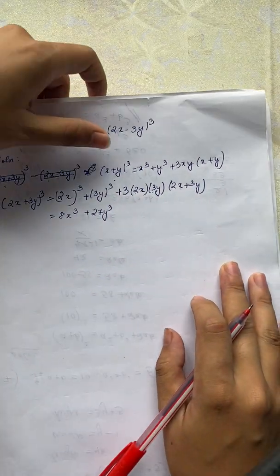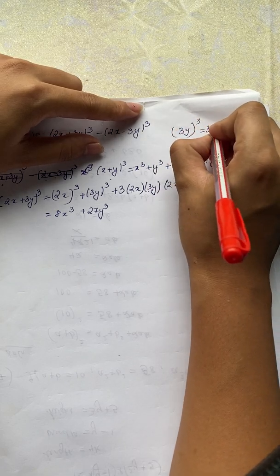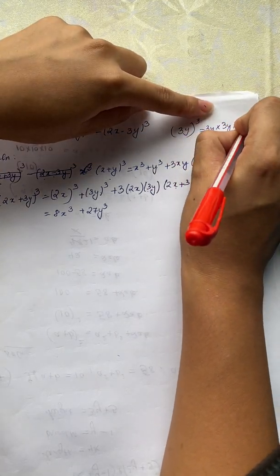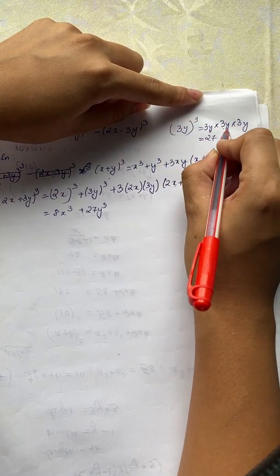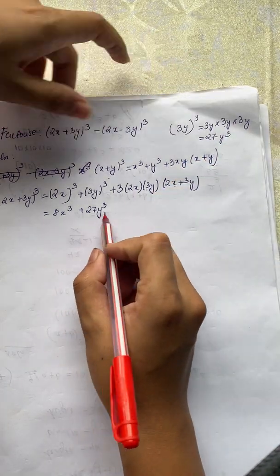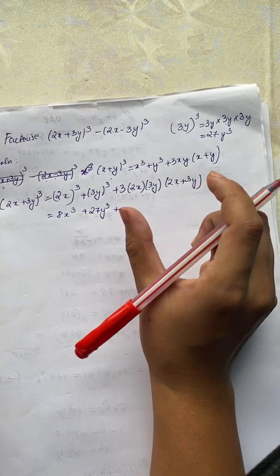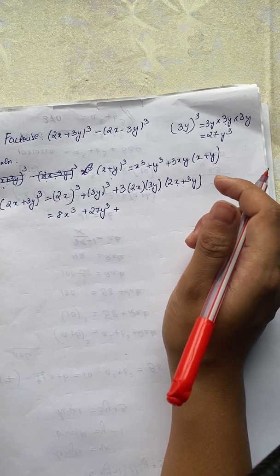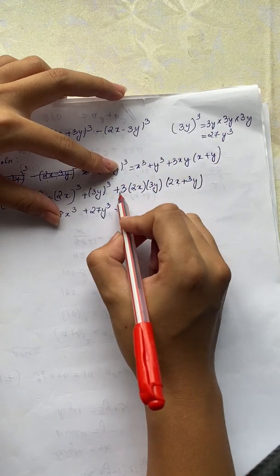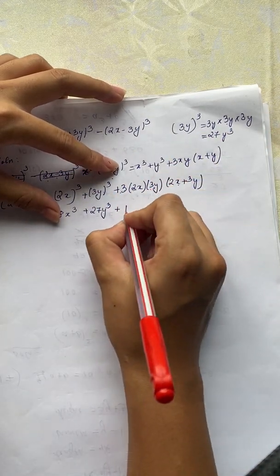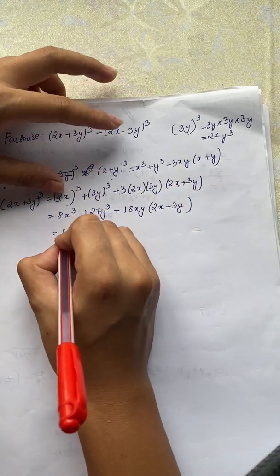Don't get confused with this. These are all basic things. See, (3y) cube means 3y into 3y into 3y, right? Now 3 into 3, 9, 9 into 3, 27, y into y into y, y cube. That is how I get 27y cube. Plus, you see this. In order to avoid confusion, I'll first multiply everything. 3 into 6, 3 into 2, 6, 6 into 3, 18xy into (2x plus 3y). Clear with this?